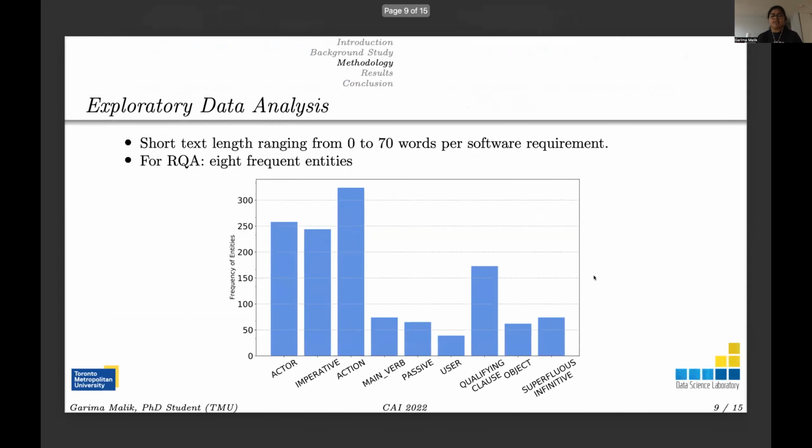Then we have the last dataset, which is the RQA dataset. This is the requirement quality assessment system provided by IBM in the IBM Cloud. It is a system which, before an entry of a requirement is kept in a system, checks its quality. It tags 20 different entities, and these entities are pretty extensive. It covers both the linguistic and morphological structure of the requirements. I'm just showing here 8 frequent entities we had in our dataset, but we experimented with all 20 entities.